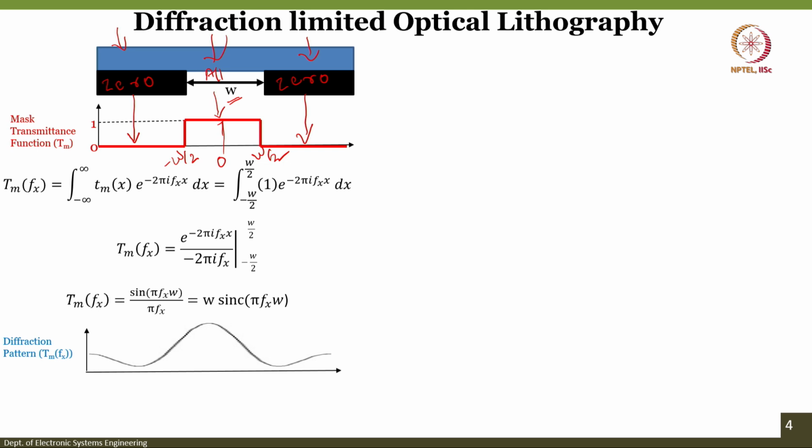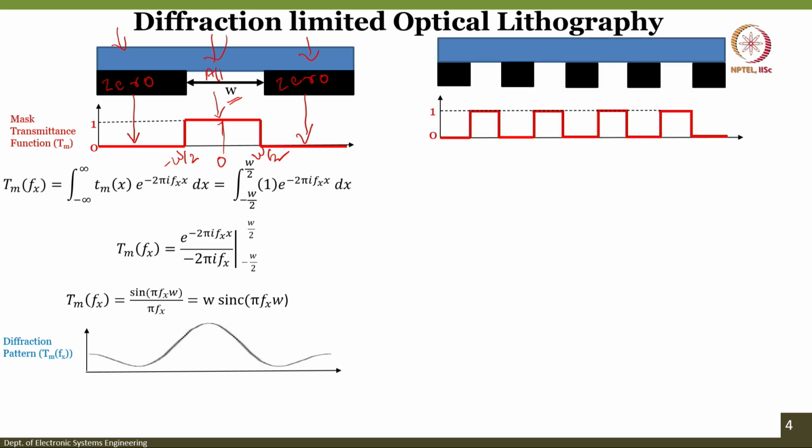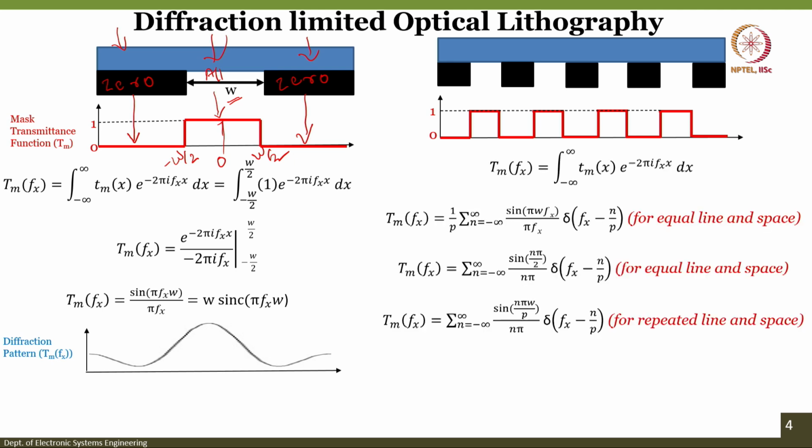Here we have taken only one instance where one space width is there. Let us quickly see one more example. Here we have a repeated line width and space width. So in this, if you calculate the value and put it, you will get this kind of thing. Do not get overwhelmed by the formula, one by one we will see.